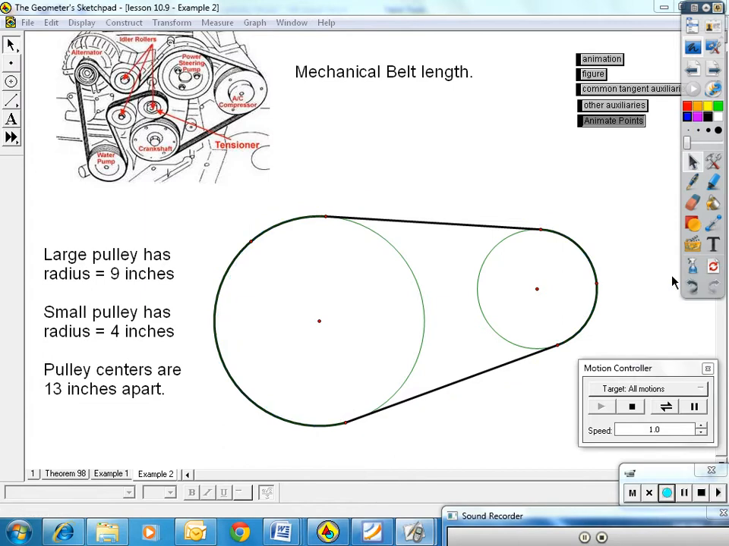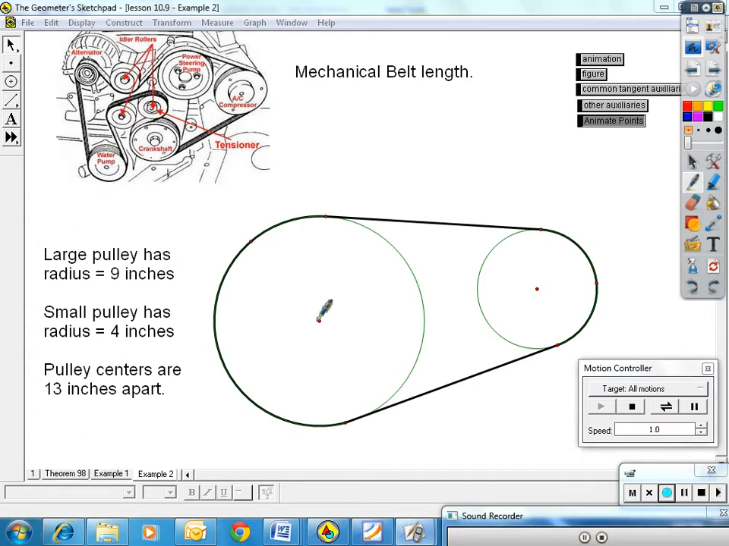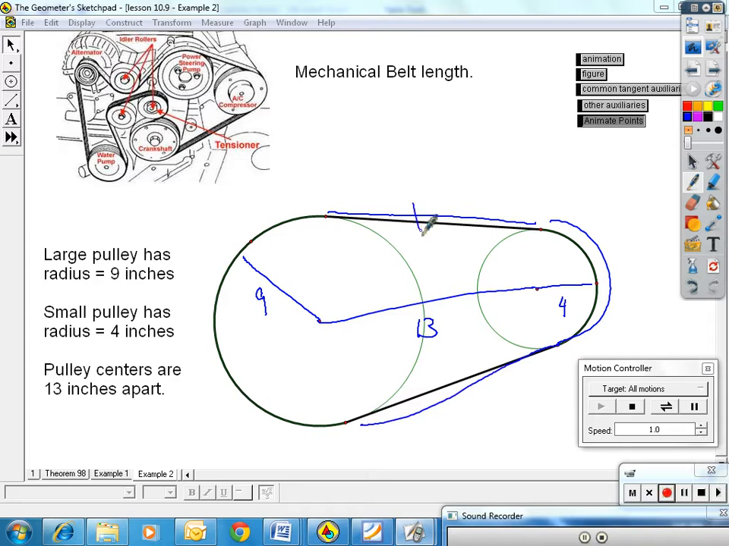So my large pulley has a radius of 9 inches, and the small pulley has a radius of 4 inches, and the pulleys are 13 inches apart. All right? So I'm given this radius here is 9, this radius here is 4, and these are 13 units apart. What we want to know is the distance of the belt. We need to find this arc distance, the other tangent, which is going to be the same, and this final arc, right?